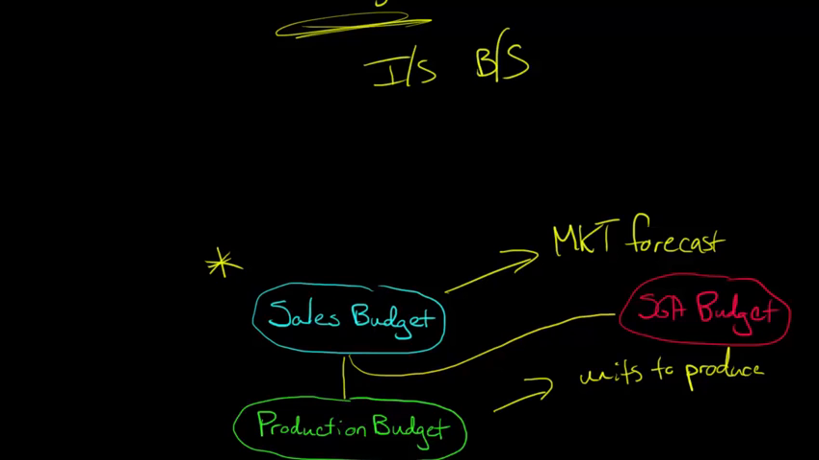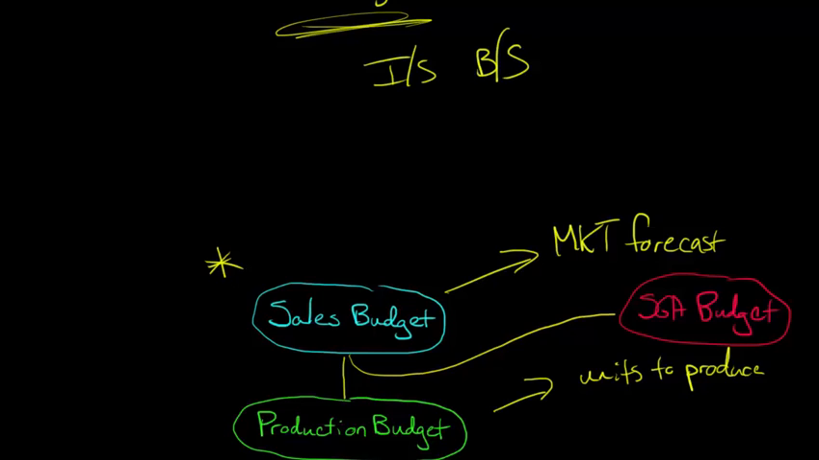Now, the SG&A budget is off here on the side, so let's not think about that for a moment. Now, let's think about this production budget. When we think about this production budget, we don't need to just know how many units we are going to sell during the period. We also need to know, what do we want to have in our ending inventory?